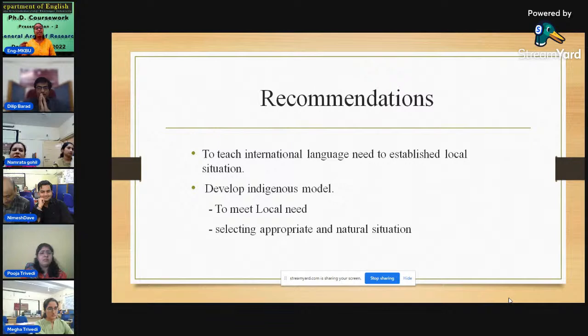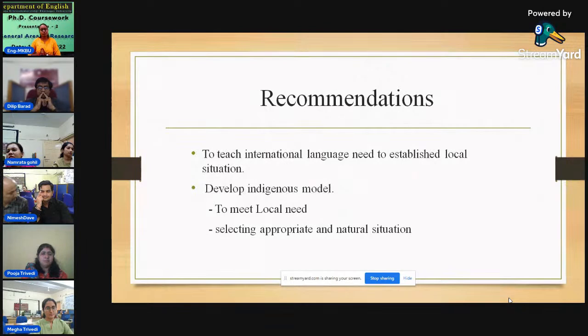So develop an indigenous model. What is the meaning of indigenous model? Indigenous means local model. You should try to design your own model to meet local needs, selecting appropriate and natural situations, so students can easily learn that.